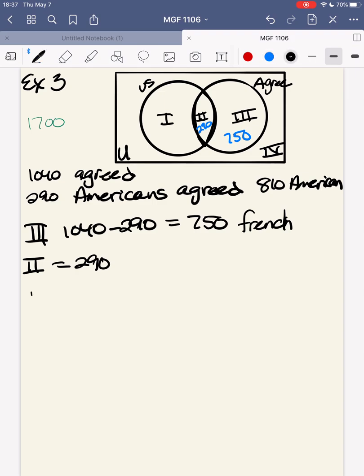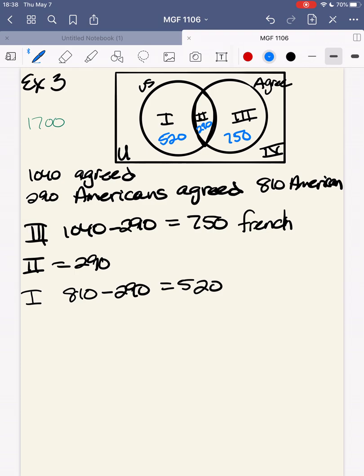If 810 Americans were surveyed and 290 of them agreed, that means obviously the rest of them disagreed, I would assume, which would equal 520. So in section 1, we have 520 Americans that disagreed.